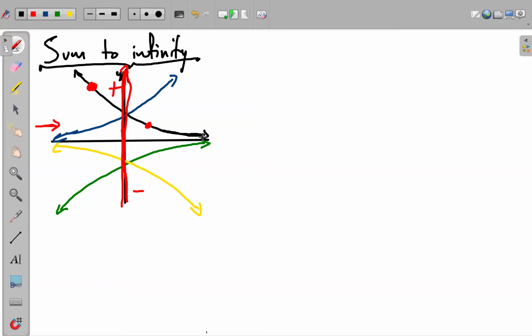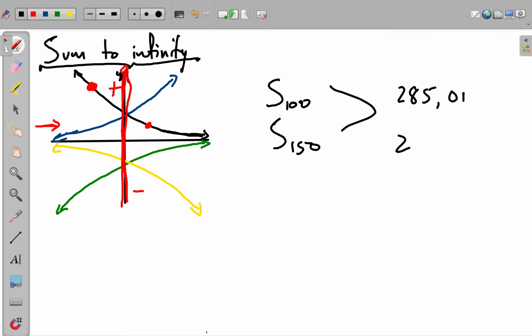We have geometric series that behave like that. We have geometric series that are decreasing, decreasing, decreasing. But you will notice that as you calculate the sum, say the sum to 100 terms, the sum to 150 terms, these sums are just approaching the same number. The sum does not seem to go beyond a certain number. Maybe you calculate it and get 285.01, and then the next one you get 285.001, something of that nature.